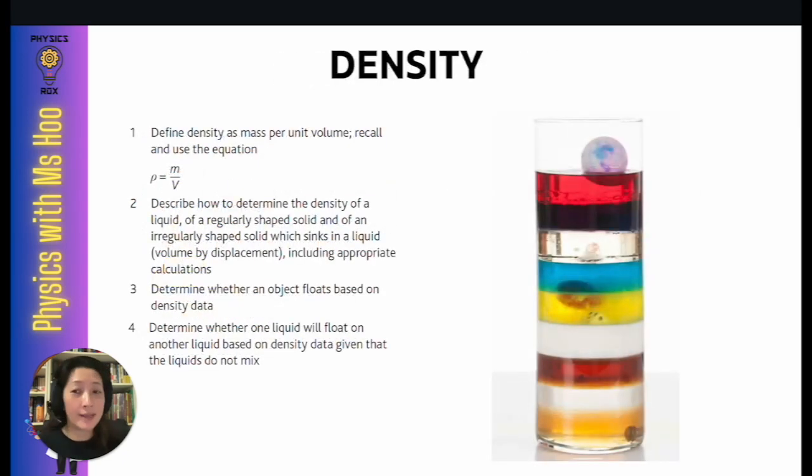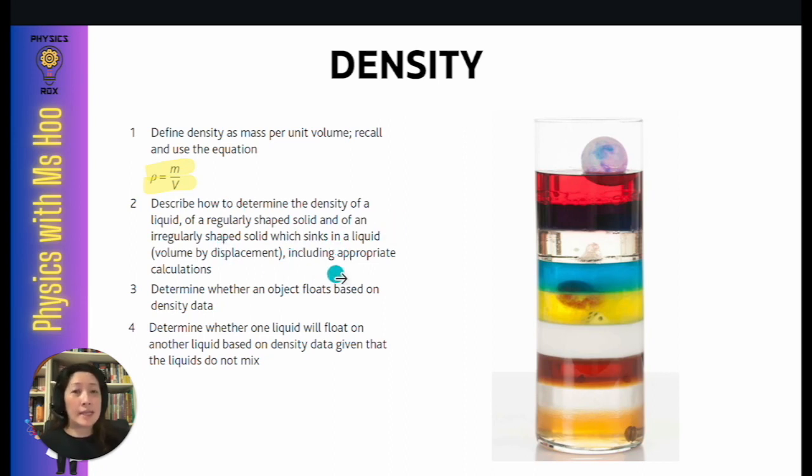You also need to know about density, and of course you must know the density formula, which is mass per unit volume. In this case, remember, this is rho, not P. Rho is a Greek letter taken from the Greek alphabet that is normally used to represent density. You also need to be able to determine the densities of a liquid, a regularly shaped solid, and an irregularly shaped solid which sinks in a liquid using appropriate calculations.